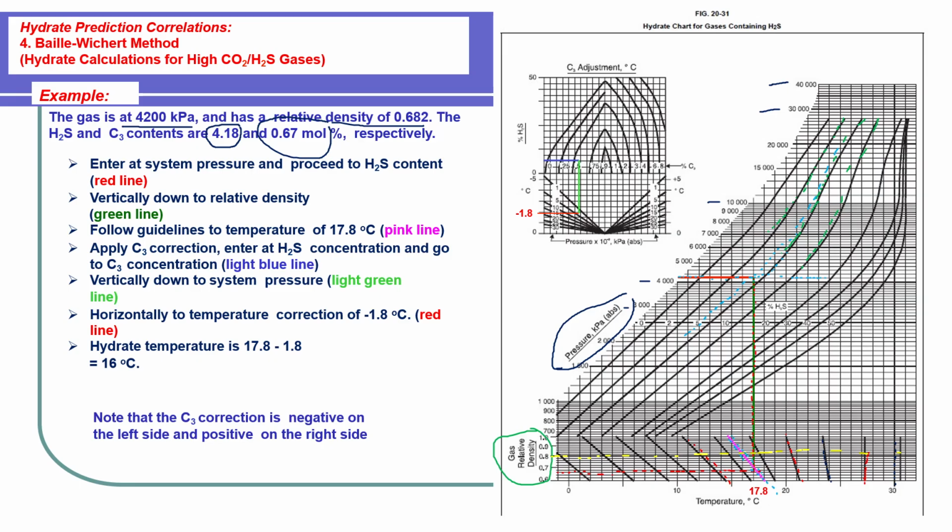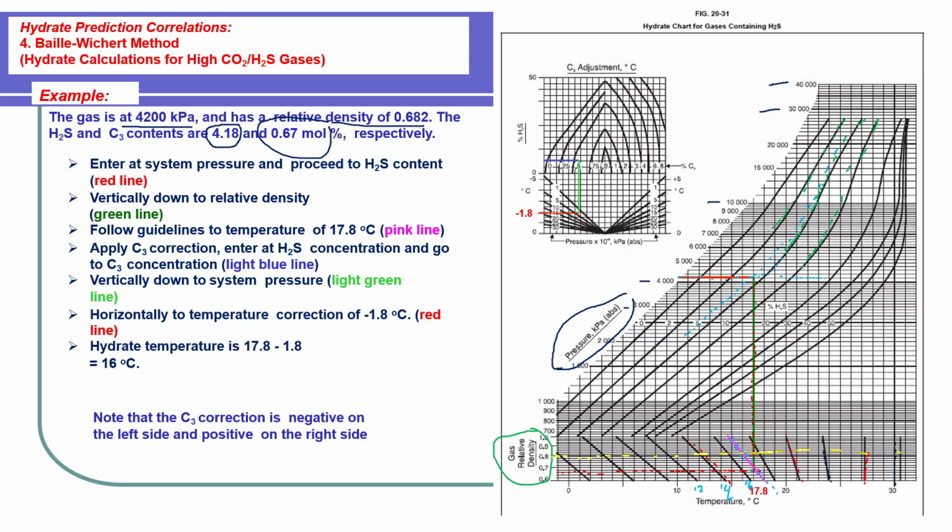So if I assume that this is 10, this is 20, so I'm going to assume that this is, for example, 12, this is 14, this is 16. So this will be between 16 and 20, so it could be around 18 or 17.8. So it could be around 18 degrees Celsius. So my hydrate formation temperature would be around 18 degrees Celsius. But in fact, I have a high content of H2S and C3, or propane. So I need to adjust for the high concentration of the H2S.